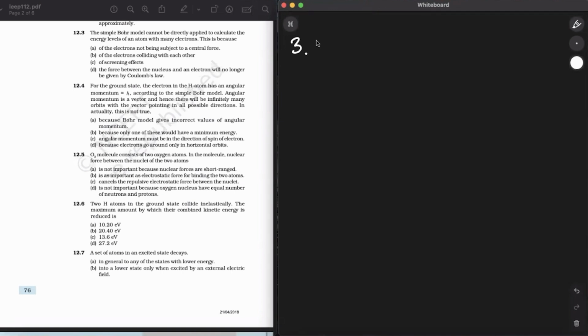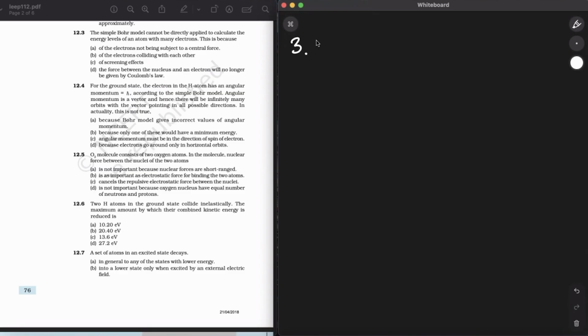If you ask me why, it is because the electrostatic force of attraction between electron and nucleus is a central force which provides necessary centripetal force for circular motion of electrons. For atoms with many electrons, the simple Bohr's model cannot be applied for determining the energy levels because here the electrons are not subjected to a central force. So option A is correct.